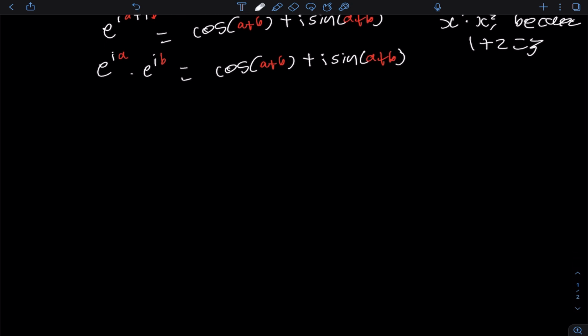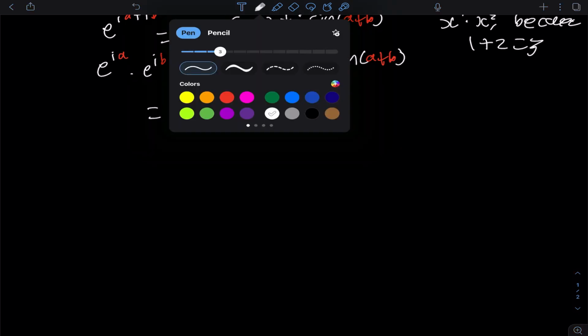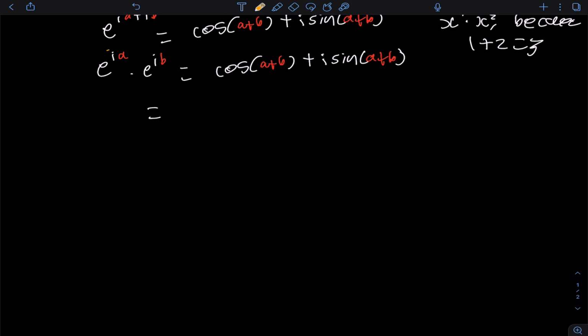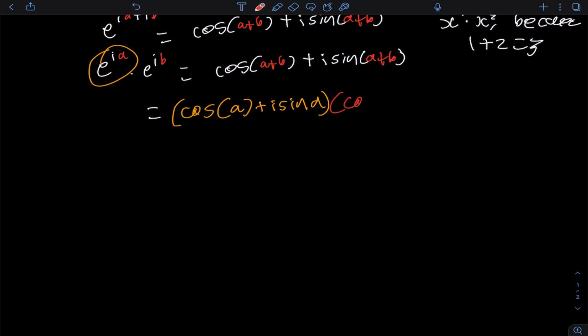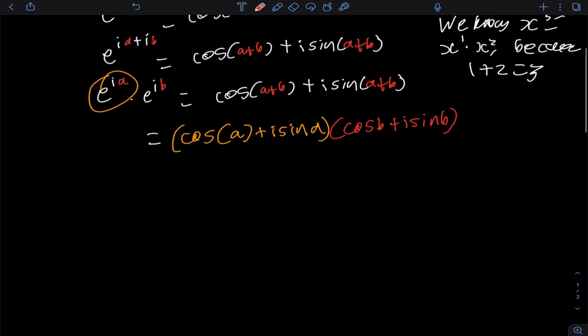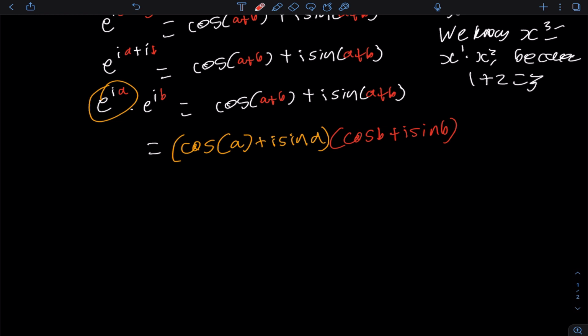So this is also equal to, now let's look at this first part. Let's say our first part right here is in this color. What we have here is the cosine of a plus i sine a, and that's being multiplied by everything, but with b as the input. So let's put all of this in a bracket here. So we have multiplied by cosine of b plus i sine of b. So actually, all we need to do is see that these are now in exactly what we want.